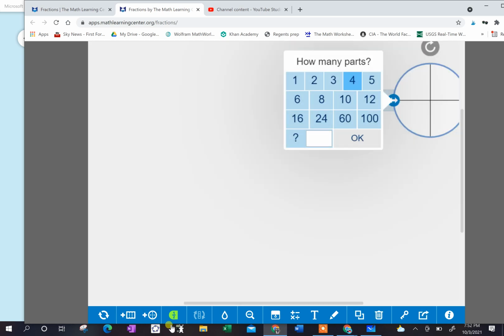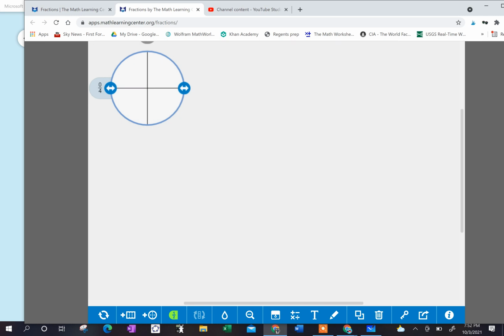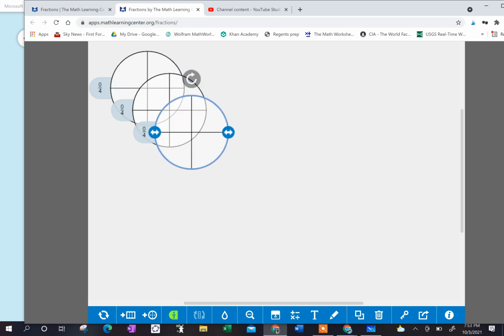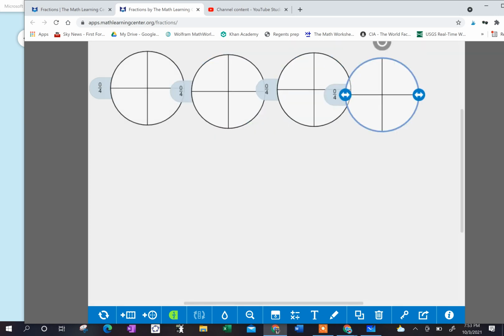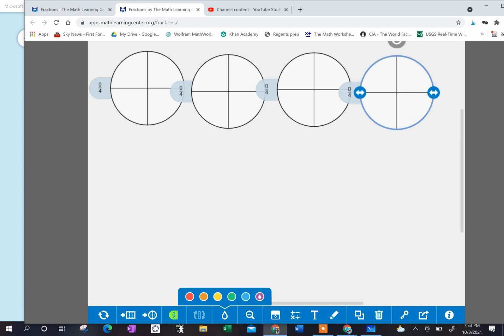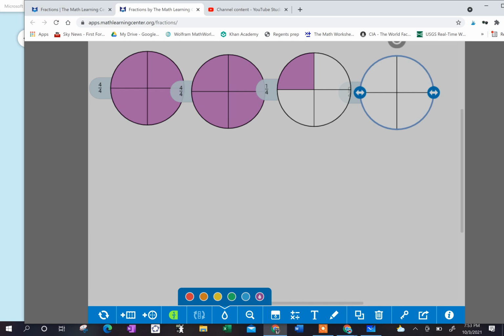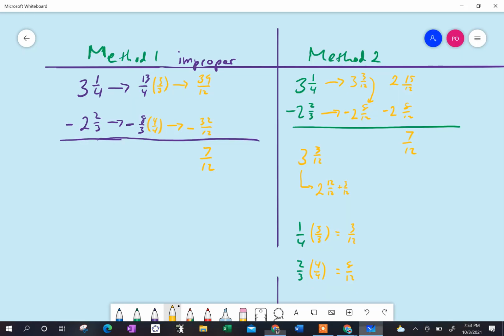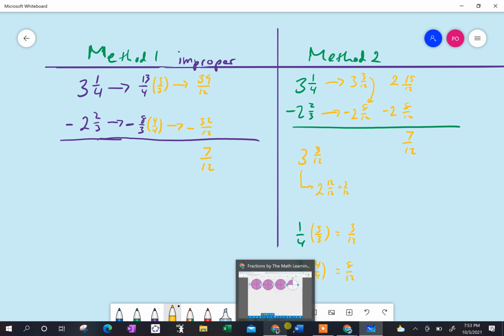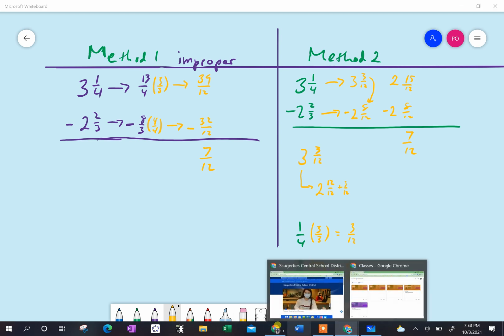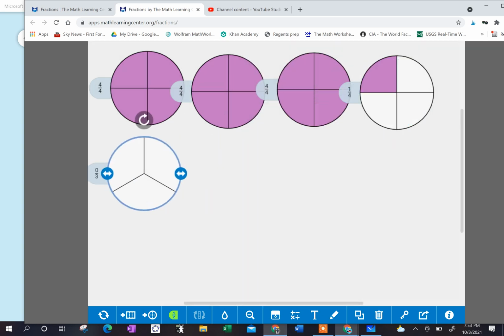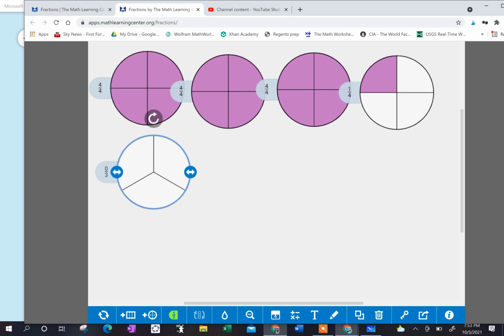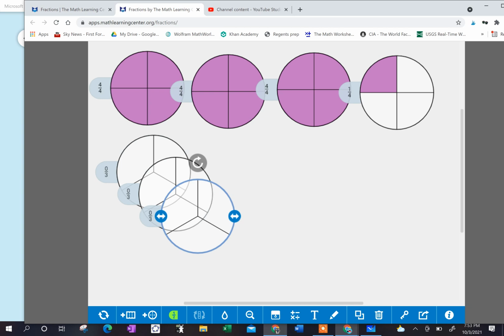So I have 3 1/4. So I'm actually going to change these. I'm going to do 3 1/4. 1, 2, 3. So let's see what 3 1/4 actually looks like. I'm going to color these all in. That's 1, that's 2, that's 3, and that's 1/4. And then I have minus 2 and 2/3.